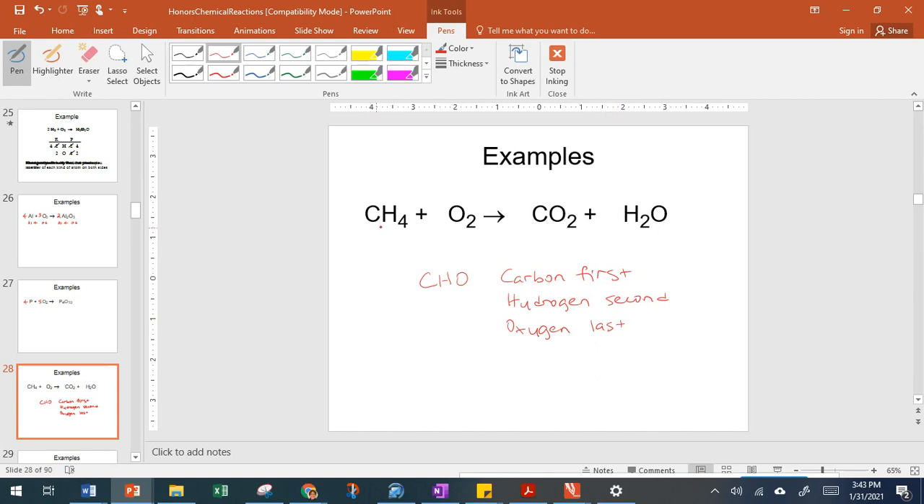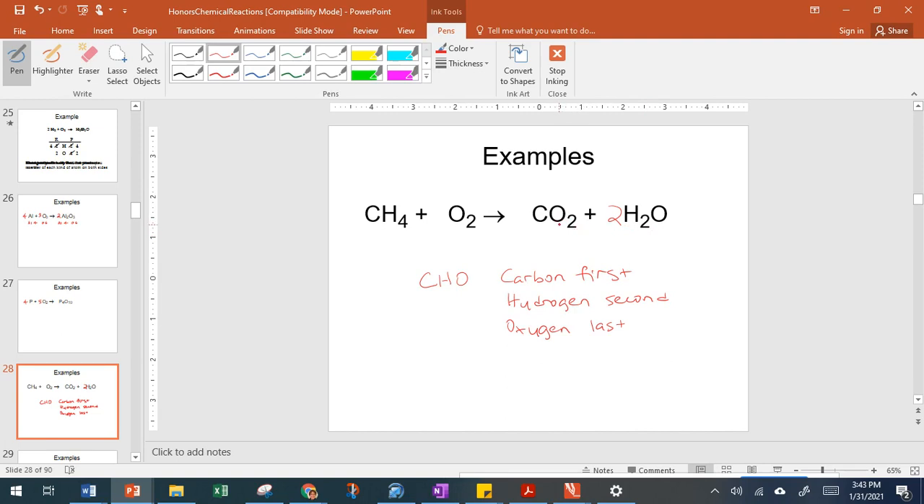So we can see here in this problem, carbon is already balanced. So we're going to start with the hydrogen. We have 4 hydrogens on the reactant side. To get 4 on the product side, we're going to add a 2 here. Now we have 4. Now we need to look at the oxygens.